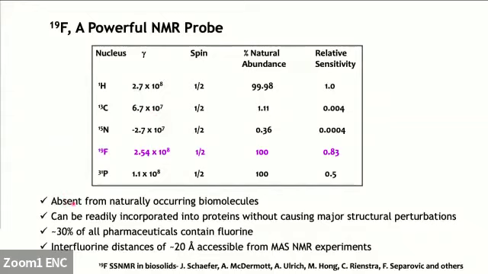While it's absent from naturally occurring biomolecules, it can actually be readily incorporated into proteins and nucleic acids without causing major structural perturbations. Another thing which is important is that about 30% of all pharmaceuticals on the market currently contain a fluorine. And because of the high gyromagnetic ratio of fluorine, distances between fluorine atoms of the order of 20 angstroms are readily available from the measurements.